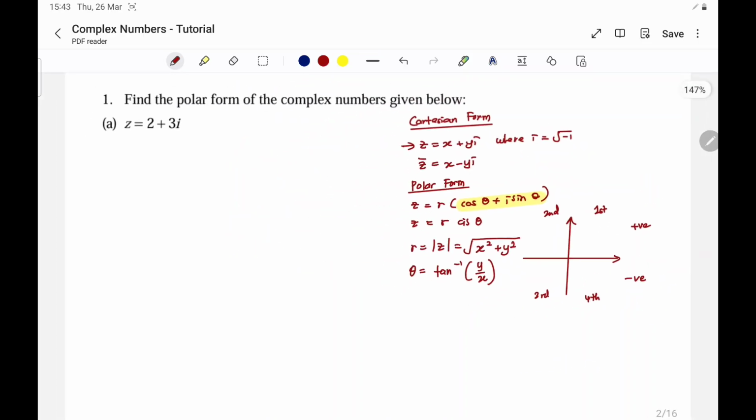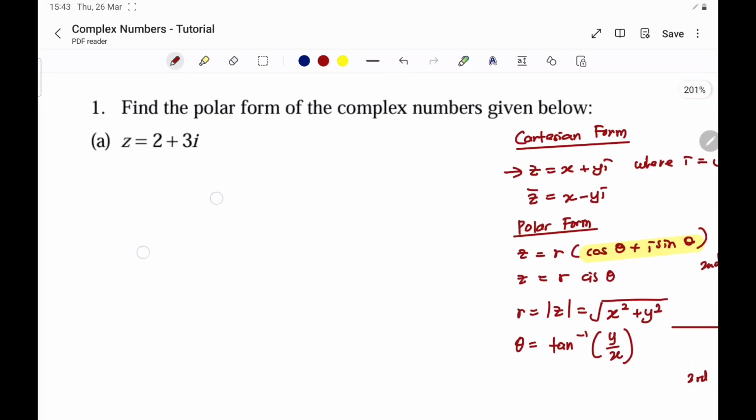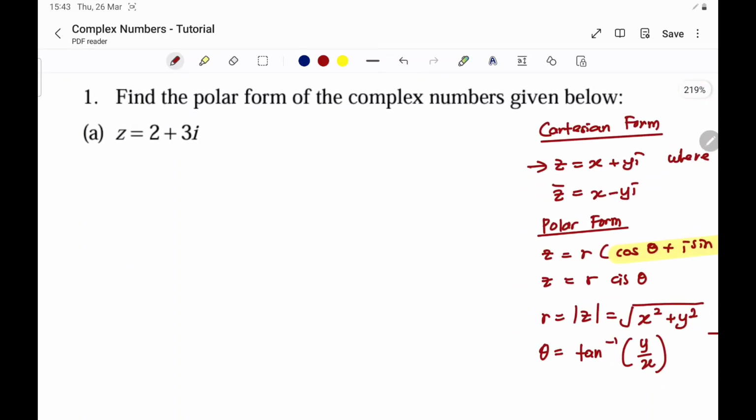Now we proceed to the first question, where we have 2 plus 3i. Here they didn't mention whether you have to write the principal argument of z or not, or whether it is in radian or degree. So this one depends on you, which one you prefer. So z is equal to 2 plus 3i. From here we know that x is equal to 2, y is equal to 3.